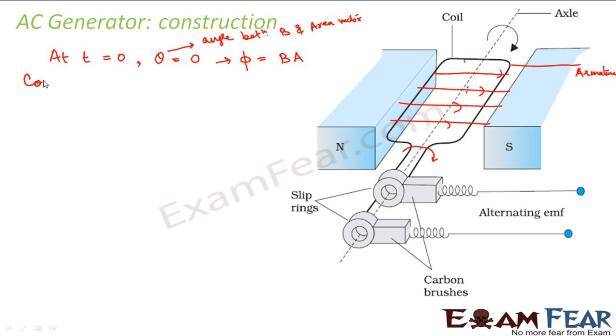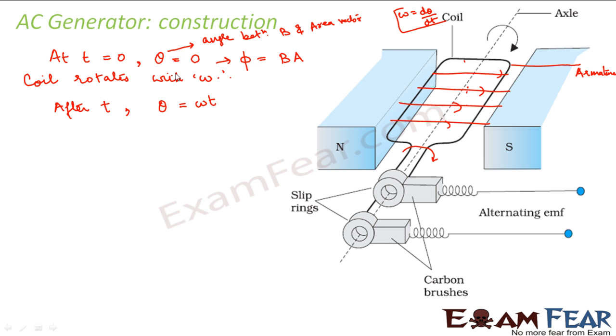Now let us suppose that the coil rotates with angular velocity omega, right? So what will happen after some time t? After time t, theta will be equal to, what is omega? Omega is angular velocity, so we define omega as d theta by dt. This is how omega is defined. So after time t, theta will be equal to omega t.